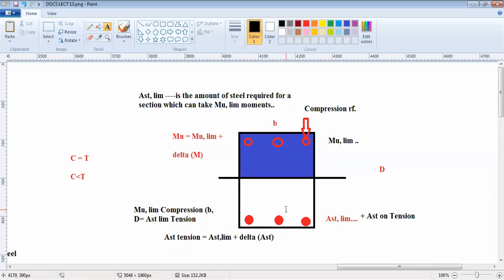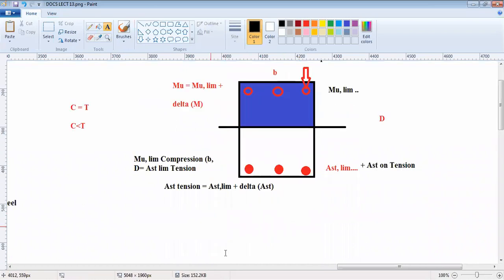तो पहली चीज है, first we have to determine how much is AST limiting. So from the code you can get this, or SP16 you can use. What is given in the code? Let's go to the code.